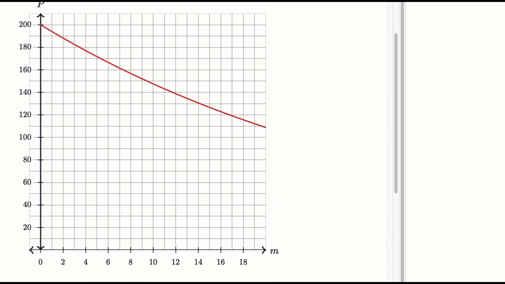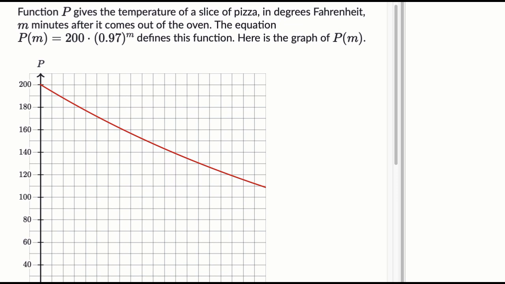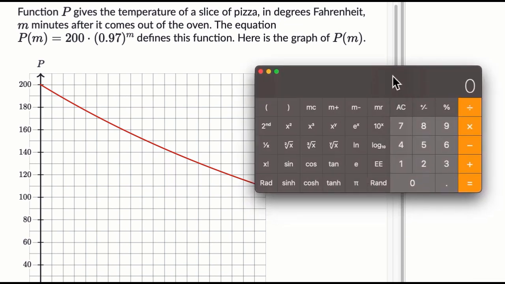So you might be tempted to just look at 5 here after 5 minutes, and then you look up here, and it looks like it's a little bit over 170, but just eyeballing it isn't going to get you exactly where you need to get here. So to evaluate p of 5, I actually want to go to the original function definition there, and I'm going to need a calculator for that one.